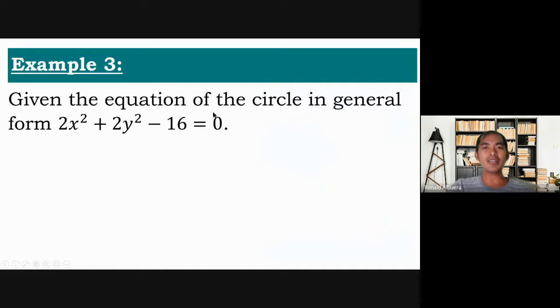Okay. Another example. Okay. Suppose the given equation of the circle in general form is 2x squared plus 2y squared minus 16 equals 0.